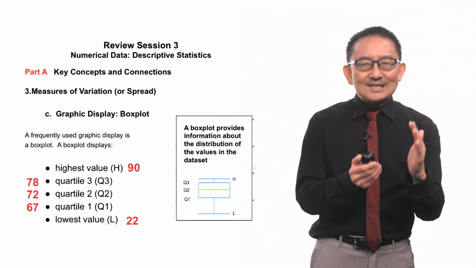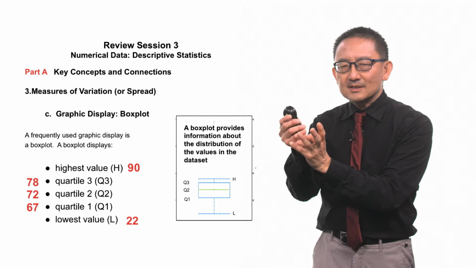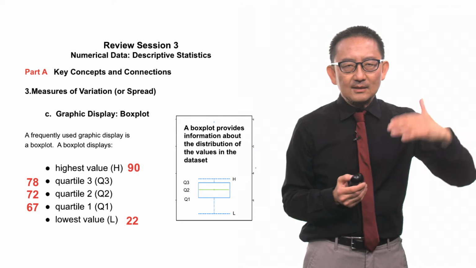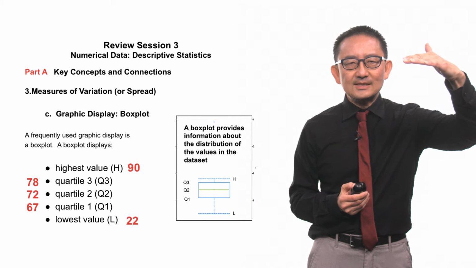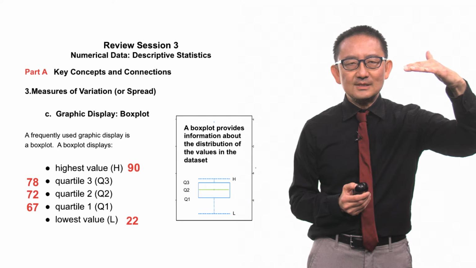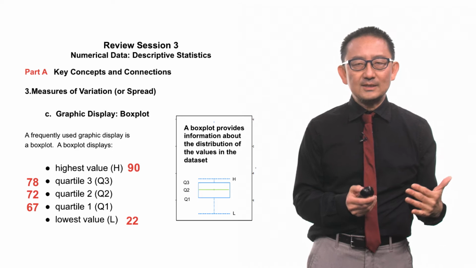Now we're going to take all of these numbers and put them into a graphic display called a box plot. Again, we have the highest value of 90, quartile 3, 78, quartile 2, 72, quartile 1, 67, and our lowest value, 22.